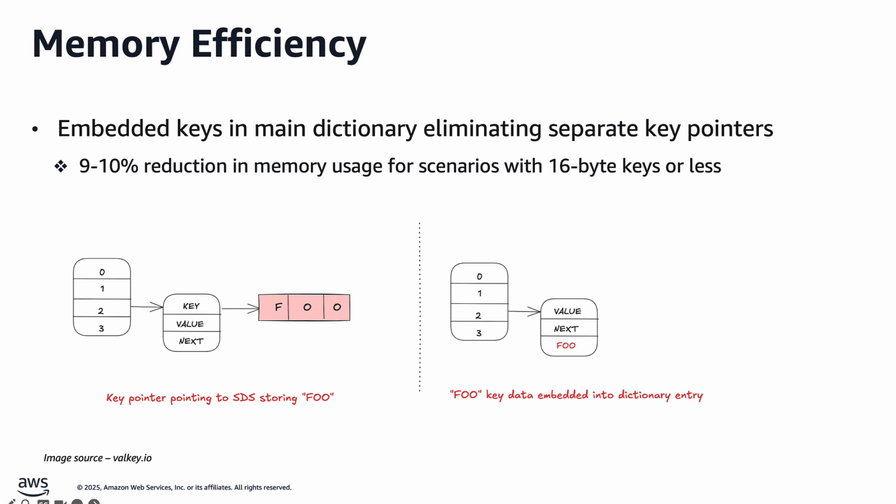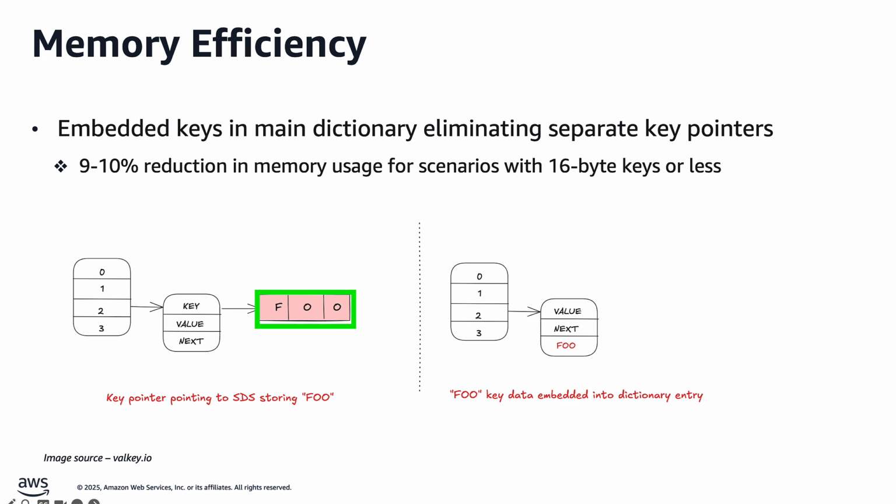Memory efficiency was a major focus in this release. We have fundamentally changed how we store keys by embedding them directly in the main dictionary. The picture in this slide is from the Valkey.io site. This might sound technical, but think of it as removing the middleman. We no longer need separate pointers for each key. Embedding keys improves cache performance by reducing pointer dereferencing, leading to faster data access.